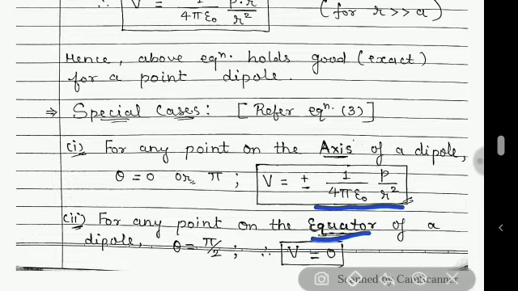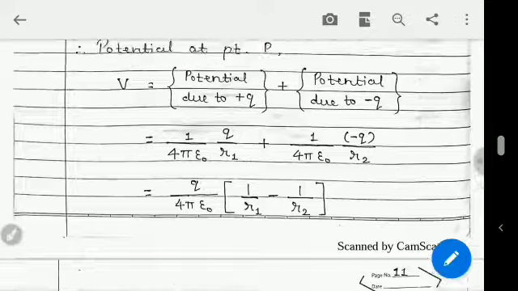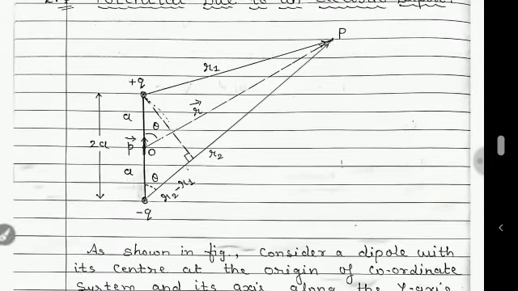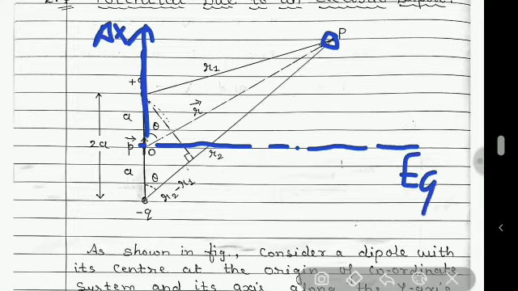Now let us see the equator. Again in this figure, if we select this point P on the equator, you can see that this is the equator, this was the axis, and this is the equator.